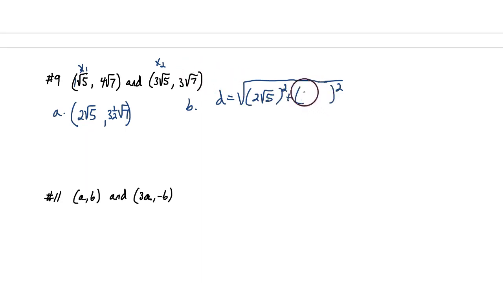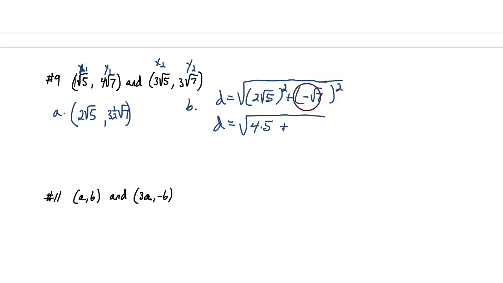Remember how over here in the formula it goes y2 minus y1? Well, here's the y2 and here's the y1. Let's try to subtract them mentally. 3 square root of 7 minus 4 square root of 7 is negative square root of 7. Next step. In the radical, let's do the squaring. So 2 square root of 5 squared makes 4 times 5. Or certainly you could save a whole step of work if you just wrote 20 right there.